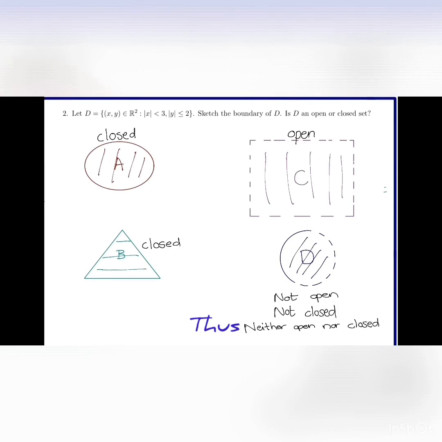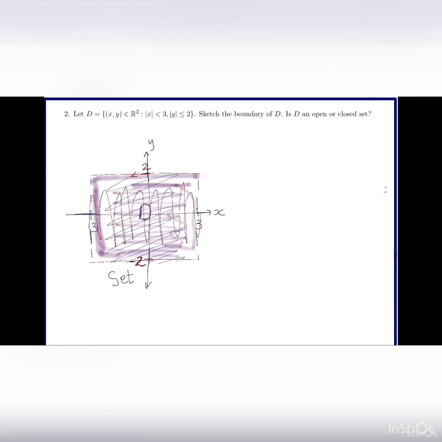It's kind of like a present that I wrapped and there is a little bit left because I didn't measure the wrapping paper very well. That is a set that is neither open nor closed. Now to answer the question of is D an open or a closed set, we have to look at the boundary. Does it contain its boundary everywhere or does it not contain its boundary everywhere?